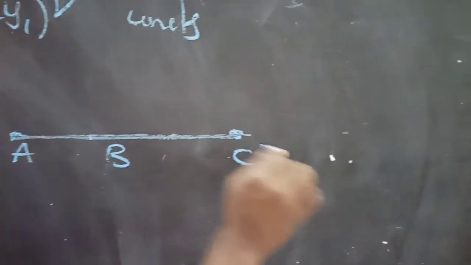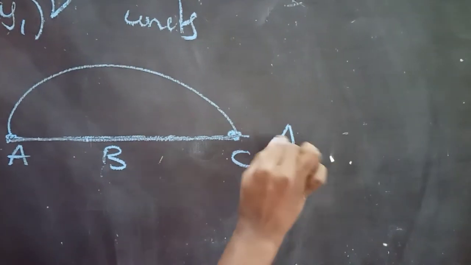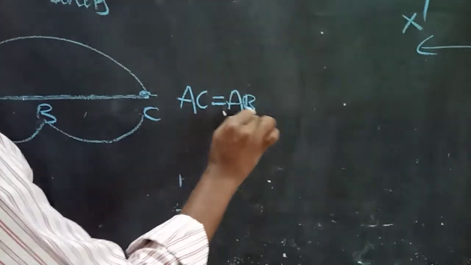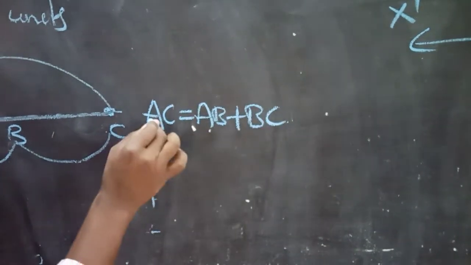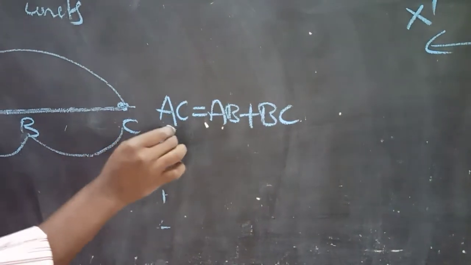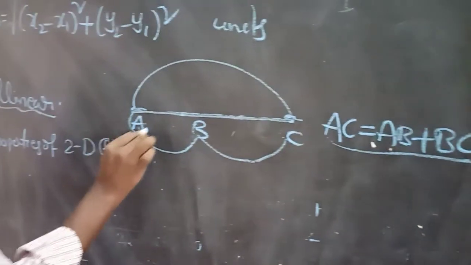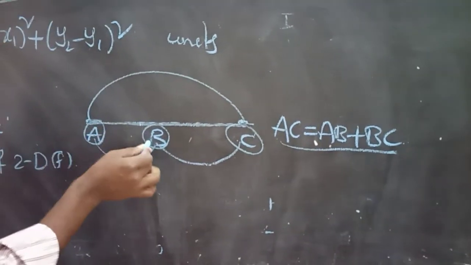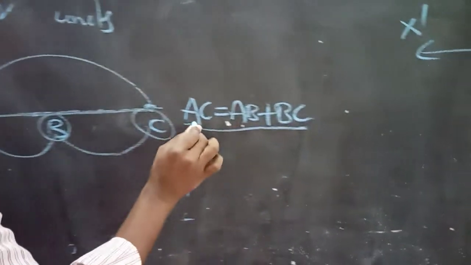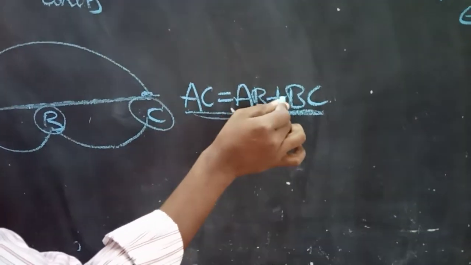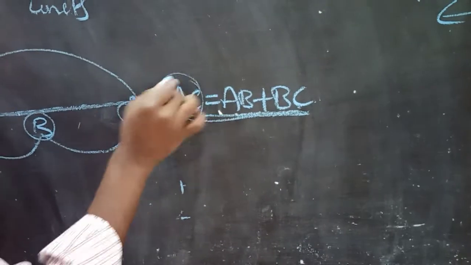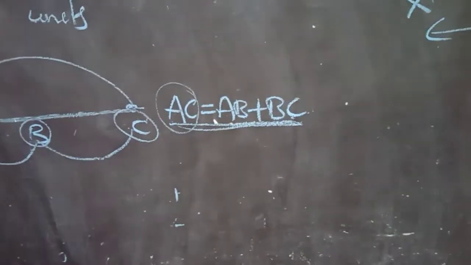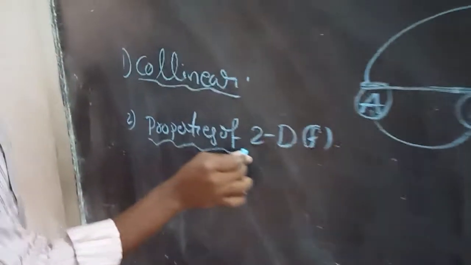Then the distance condition is AC equal to AB plus BC. If this condition is satisfied, the given points A, B and C are collinear. So if A, B, C are collinear, then the condition is AC is equal to AB plus BC. Here AC means the distance between A and C, AB the distance between A and B, and BC the distance between B and C.